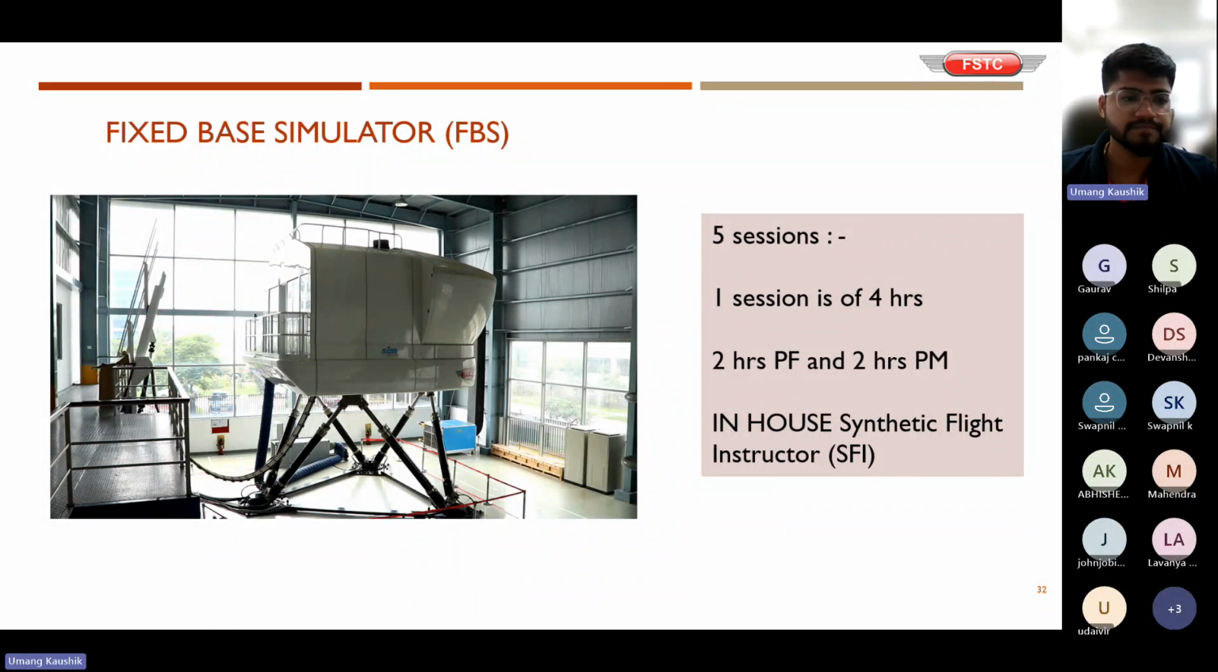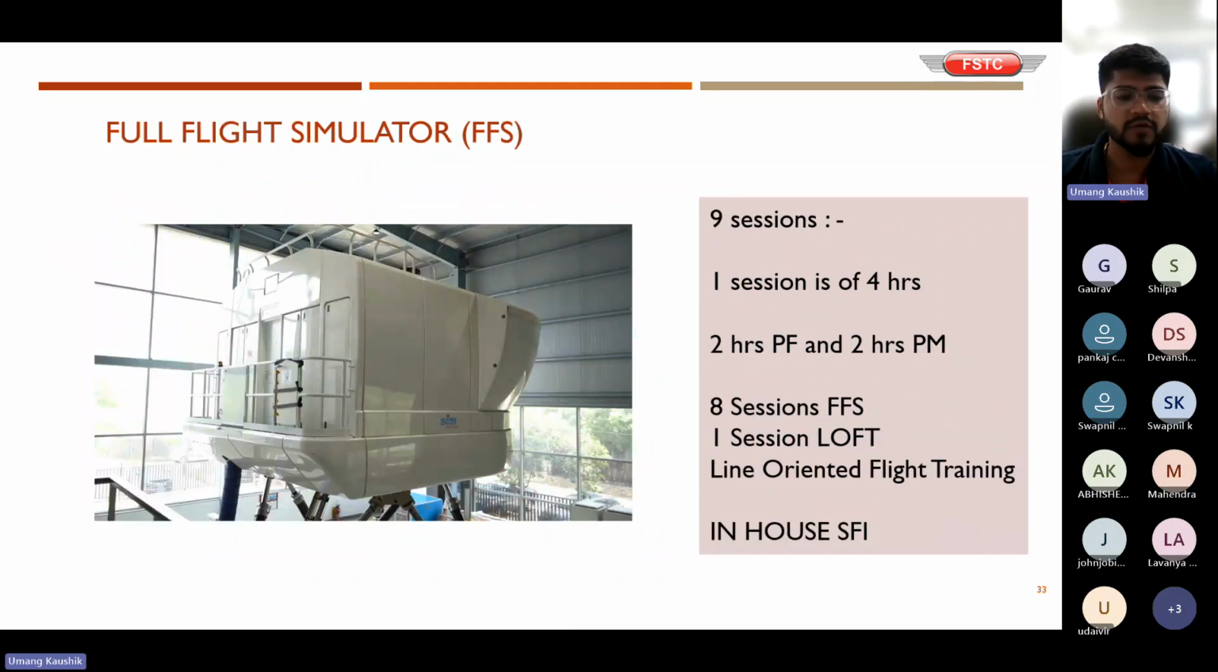So the next is the full flight simulator. Now the motion is active. It's the same simulator that you saw in the last video.